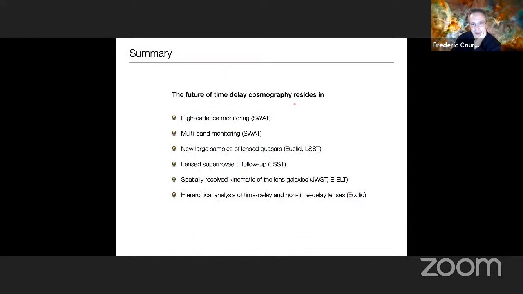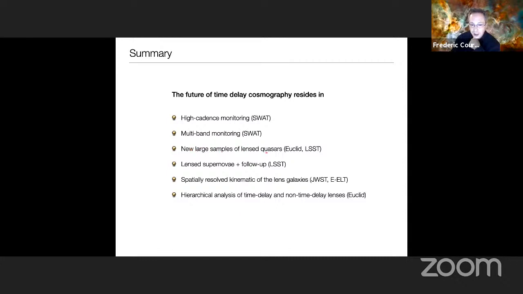So, the future of time delay cosmography. It's probably that LSST won't do this properly because of low temporal cadence. So you need something like SWAT to do it. You need to do it in multiband. I didn't mention that, for example, microlensing is chromatic because the source size depends on wavelength. So in fact, you need multiband observations to remove microlensing completely.